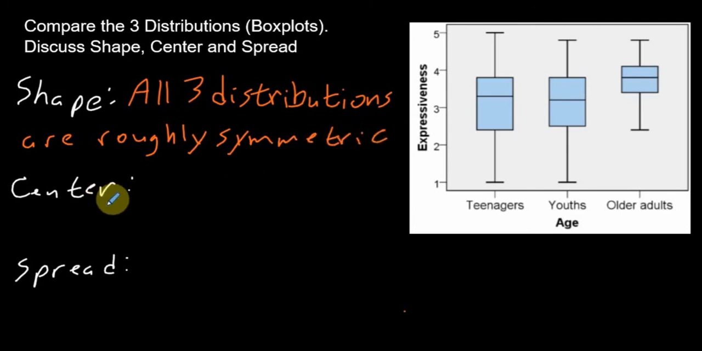All right, center. Well, the only measure of center that we can see in a box plot is the median. Median here looks like about maybe like 3.2. Here, maybe a little bit less, 3.1. And this is the only one where there's a significant difference. And that we could call maybe 3.8.